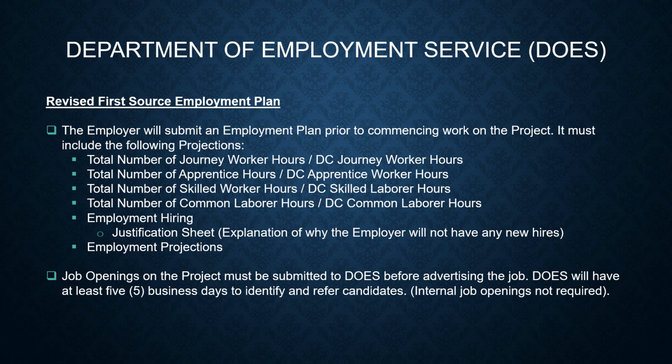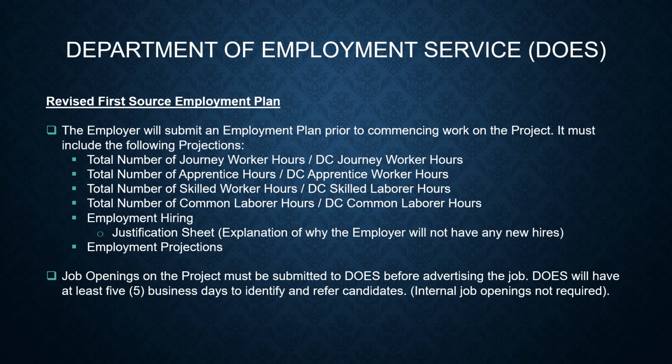The First Source Employment Plan has been revised to include the following projections: total number of journey worker hours, total number of DC journey worker hours, total number of apprenticeship hours, total number of DC apprenticeship hours, total number of skilled worker hours, total number of DC skilled worker hours, total number of common labor hours, total number of DC common labor hours, as well as all employment hiring and those projections. So employment hiring includes all of the classifications that you'll be seeking to fill, as well as the number of employees you're looking to fill those positions.